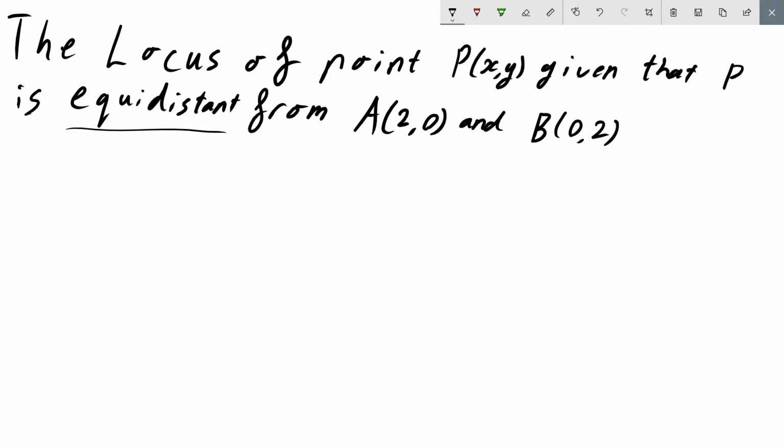So we write this out as PA is equal to PB. That's great, but how do we actually manipulate this? How do we actually derive some sort of equation that satisfies this condition? So this is where the distance formula comes in. So I'm going to get rid of this for now.